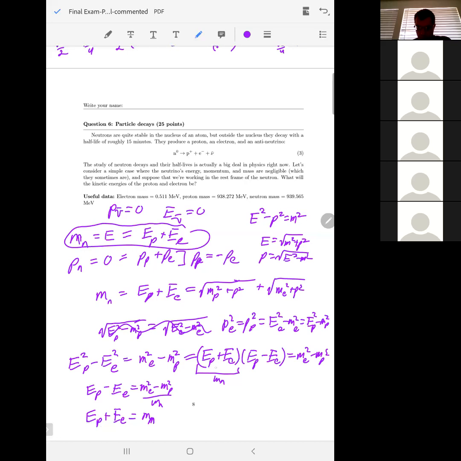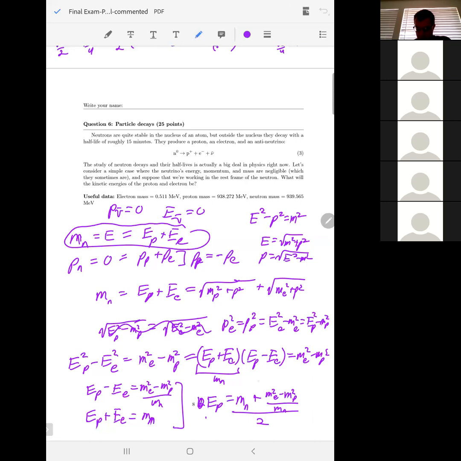When in doubt, always try to get things into a difference of squared energies or a difference of a squared energy and a squared momentum. Always try to get into a difference of two squares, because the difference of two squares is something that we can factor really easily into a sum multiplied by a difference of two variables. So if I put these two equations together, if I add them, I get that 2 times the proton energy is equal to the neutron mass plus, so I subtract those, and I don't really have more room to write.